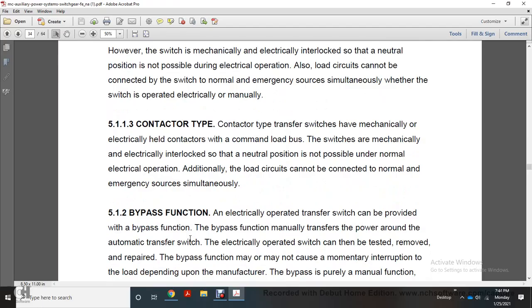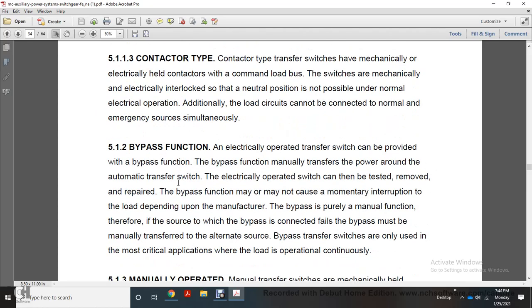Contact type. Transfer switches are mechanically or electrically held contactors with a common load bus. Switches are mechanically and electrically interlocked with a neutral position, not possible under normal electrical operation. Additional load circuits cannot be connected to the normal and emergency source simultaneously.